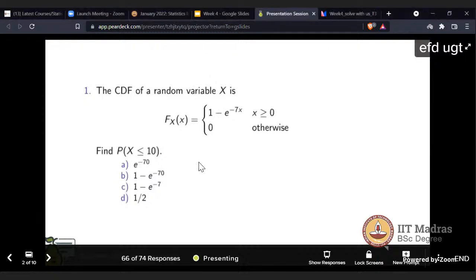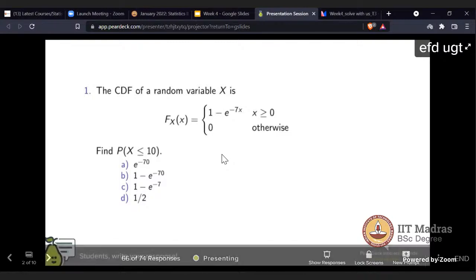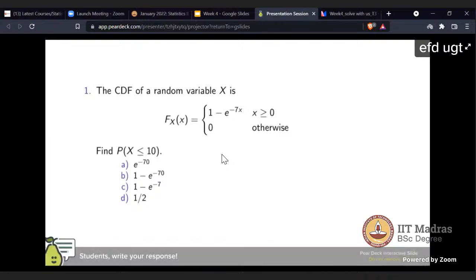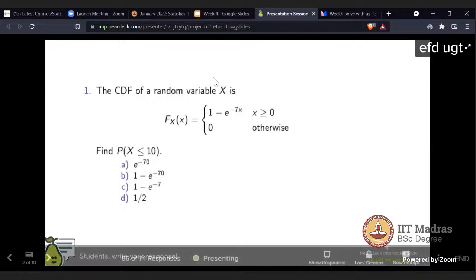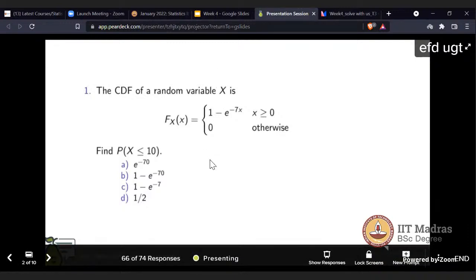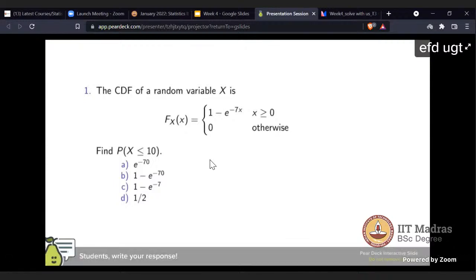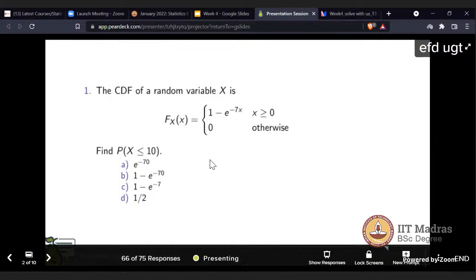Nikhil: I'm trying to recall the connection between the CDF and this probability. Do you mind explaining quickly? We have substituted the value 10, and we have got 1 minus e raised to power minus 70 as the answer, but I'm not able to recall the connection between probability and the CDF. Okay, sure, let me try to explain, although my pen is not working.